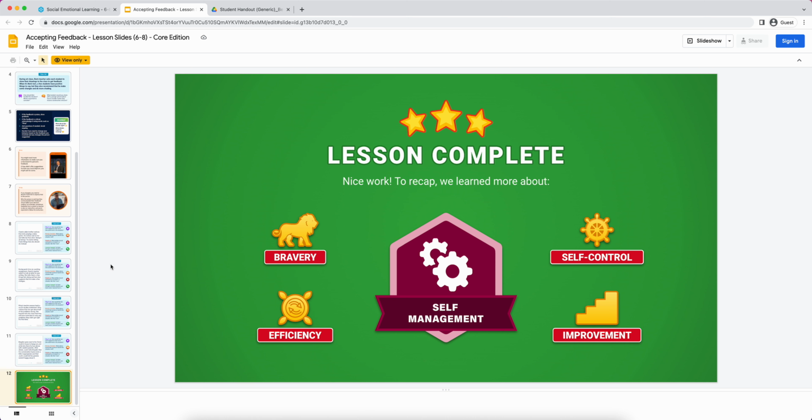So we're reflecting on what we learned. And then it has those values icons as well. So I could put this up there and not address it verbally, but typically if I have time, I'm going to say, all right, guys, great work today. We learned about self-management, about bravery, efficiency, self-control, or improvement.